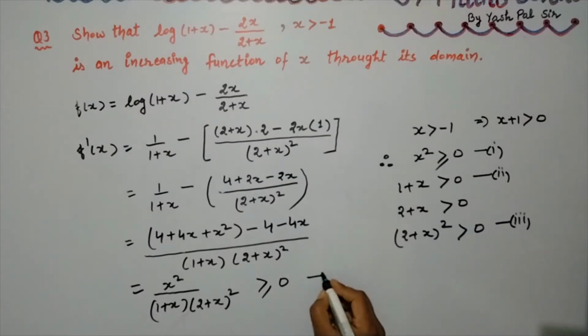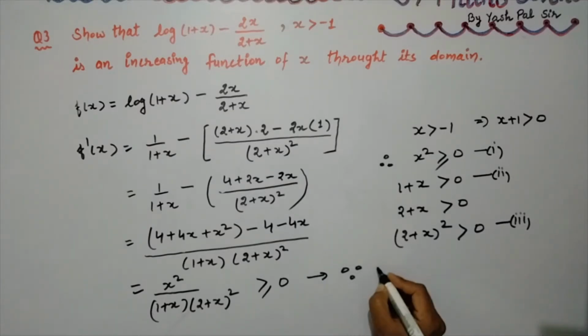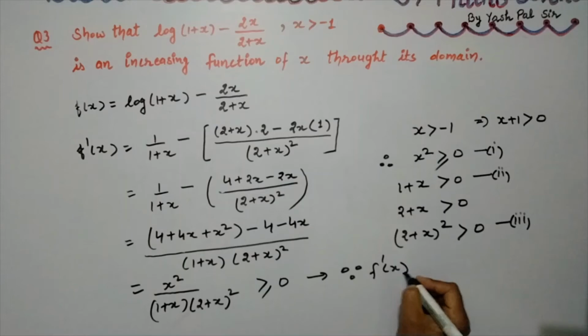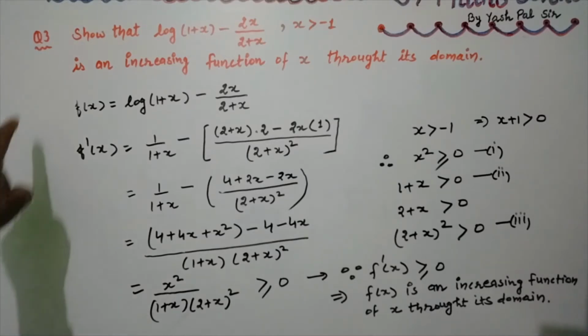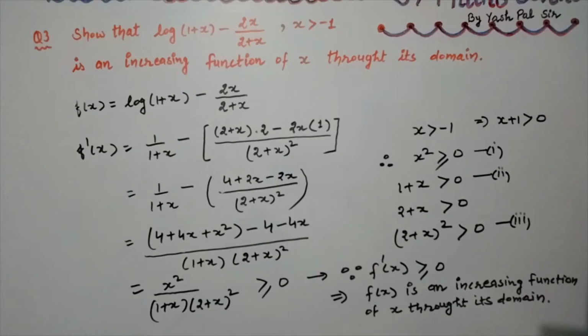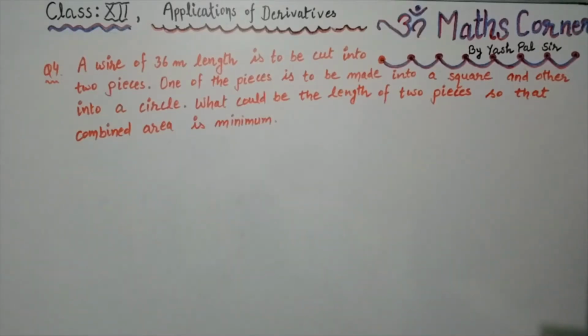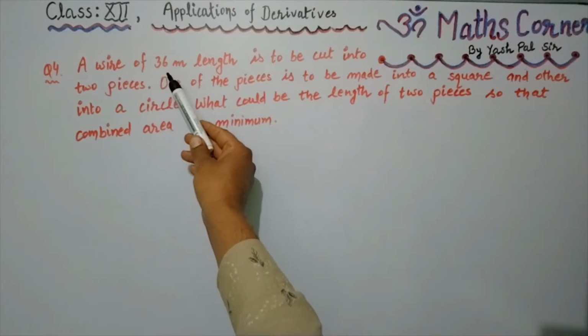So the conclusion, what we conclude, because f dash x is greater than or equal to 0 throughout its domain, so f of x is an increasing function of x throughout its domain. So this was our question number 3, very important question. Now next question, question number 4.